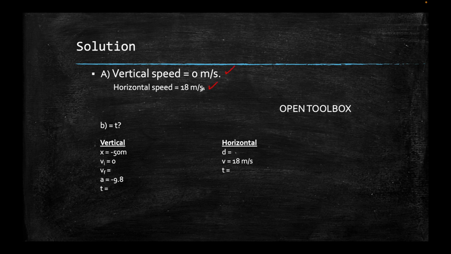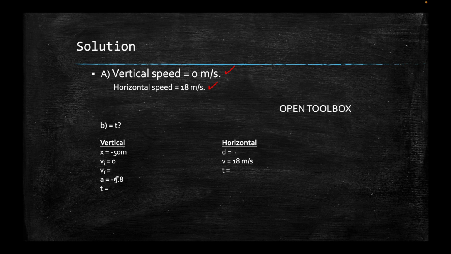For part B, it's asked for the time. I know that it fell to the ground below, which is minus 50 meters. I know the starting speed was 0, we just mentioned it. I don't know VF, I don't know time, but I do know acceleration, minus 9.8. That's always minus 9.8. Horizontally, I only really have the V, so there's not really much I can do with that right now. So if I want to find the time, I need 3 pieces of information.